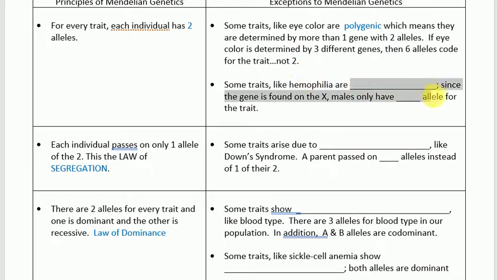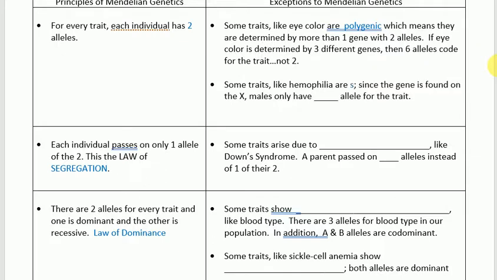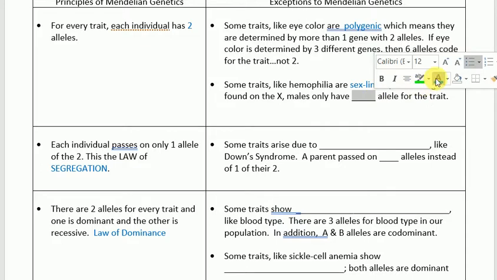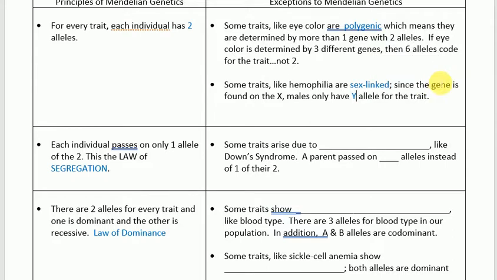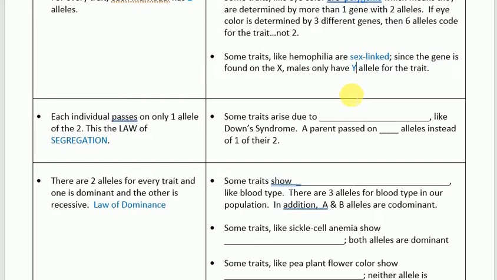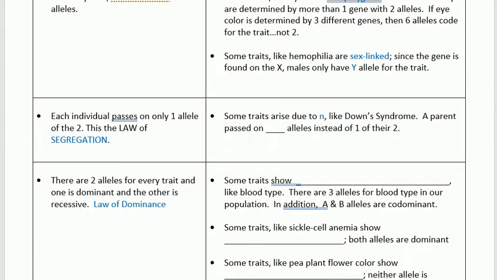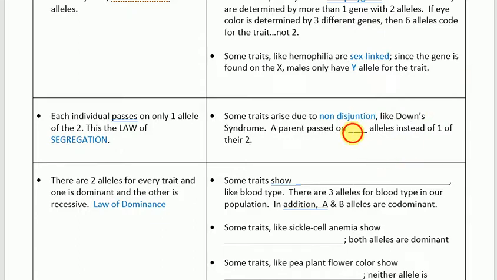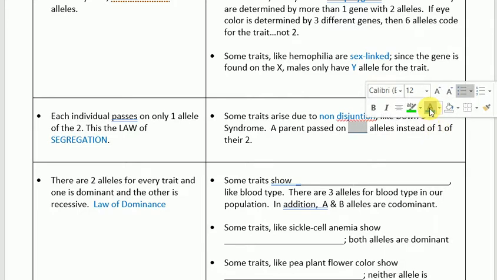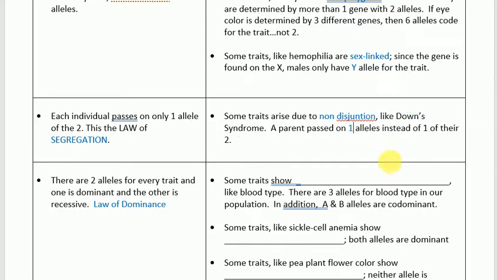Some traits, such as hemophilia, are sex-linked, since the gene is found on the X, and the male only has the Y for the trait. Some traits arise due to non-disjunction, like Down syndrome, where a parent passes on one allele instead of one of their 2.